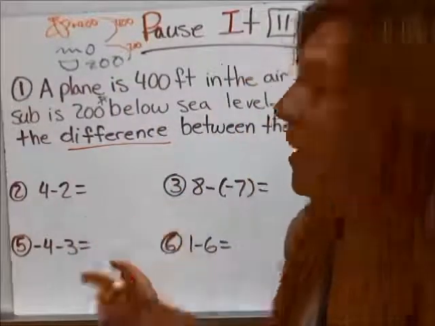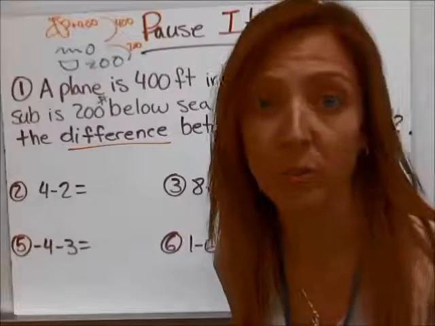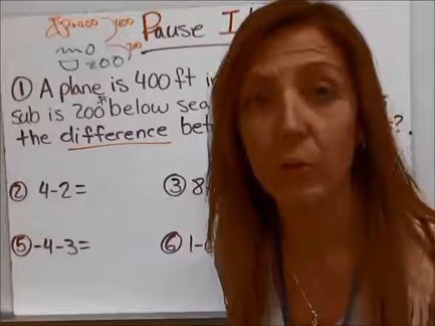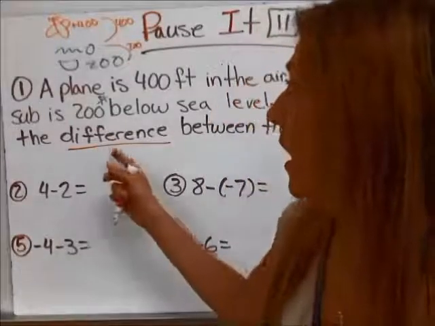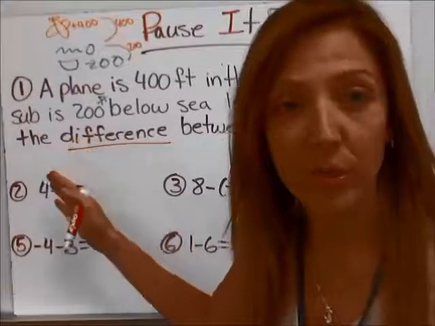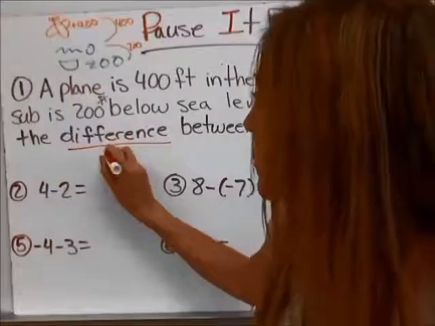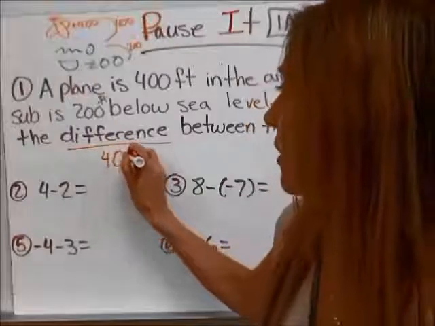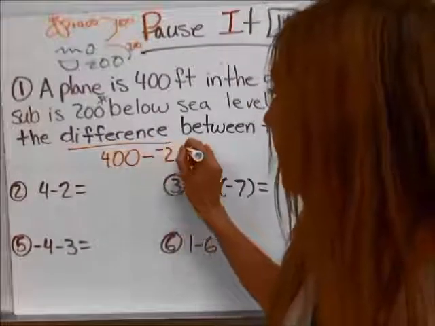When you write it out, in the past, whenever you've seen difference, what's the difference between 4 and 2? You would say 2. 4 minus 2 is 2. You need to subtract. Just like you've always known to subtract, in this same case, you're going to do the same thing. You're going to subtract when you see the word difference. So 400 minus a negative 200.